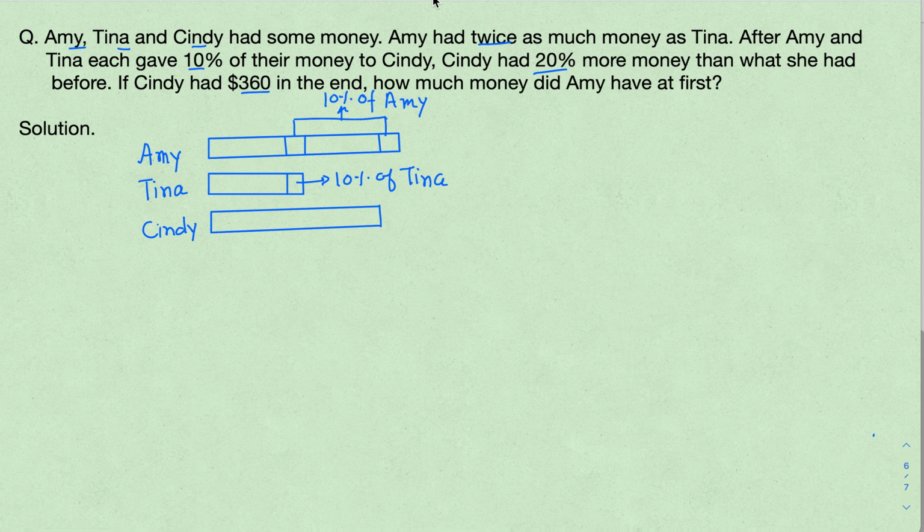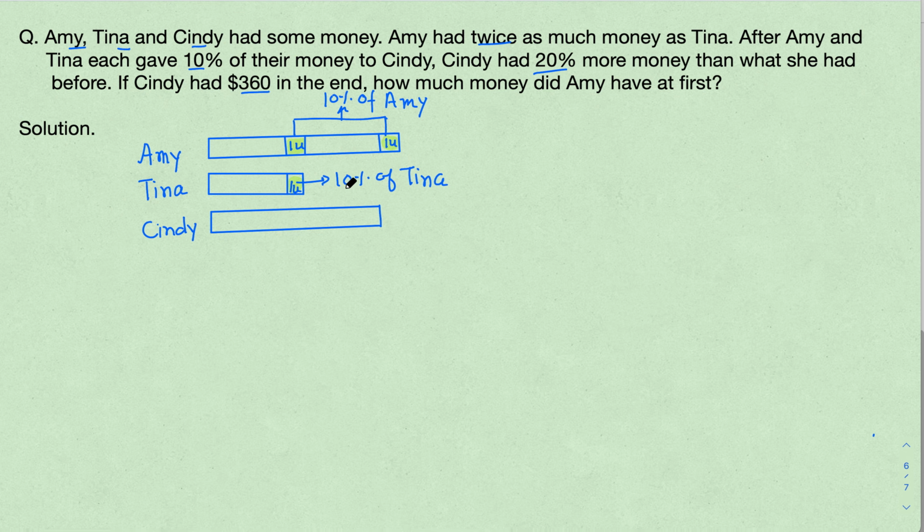So for clarity, let's just shade over this part, which is given by Emmy and Tina to Cindy. Let's call this 1 unit. This part which Tina is giving, which is 10% of Tina, let's say this is 1 unit. So for Emmy it will be 2 units.